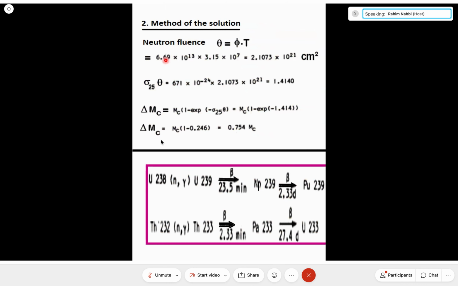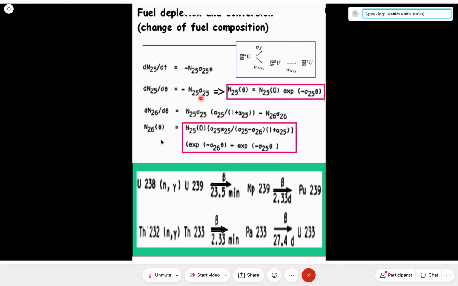Okay, that is the flux, that is the cross-section, and this is the number here, fluence. If you multiply them together, you would get this number. And this value appears in the exponential function. You remember? We solved the equation here. That is the amount of uranium-235 for a fluence of theta.